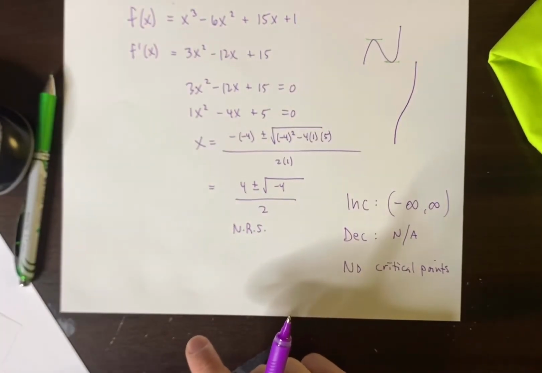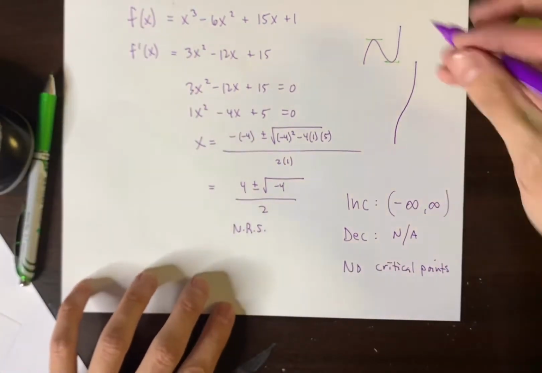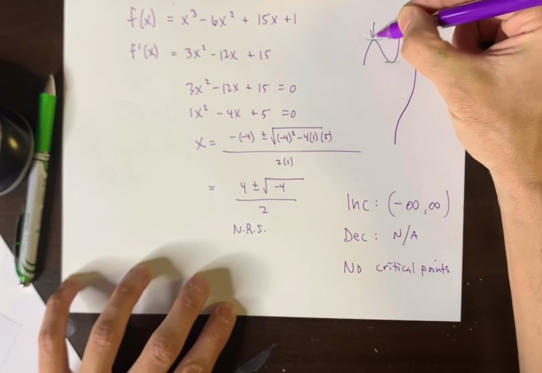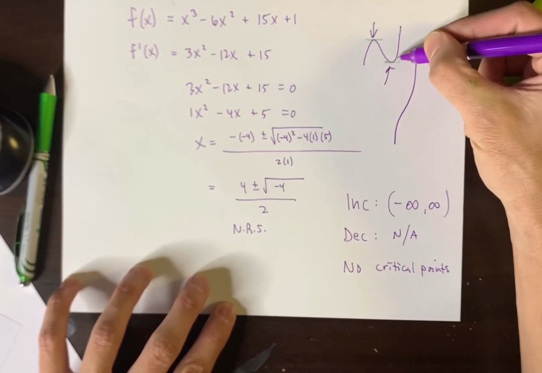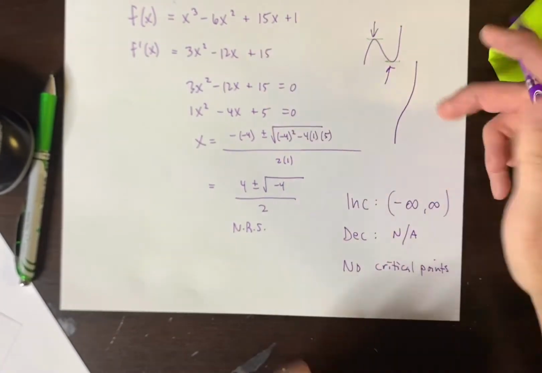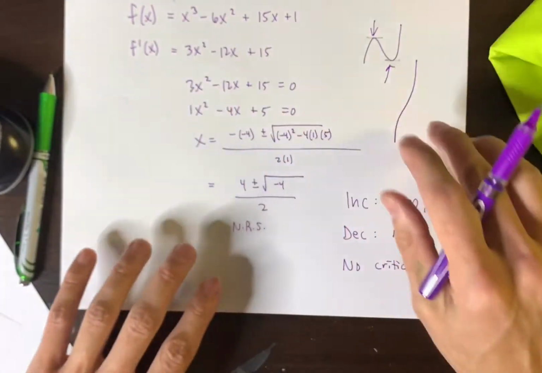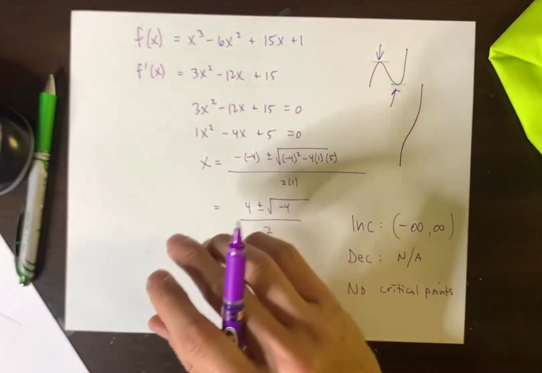What else? Because the function never goes from up to down or down to up, these would be called a local max and a local min. This function never has it because it looks something like this. So I'd say that function f has no extremum, no relative max, no relative min.